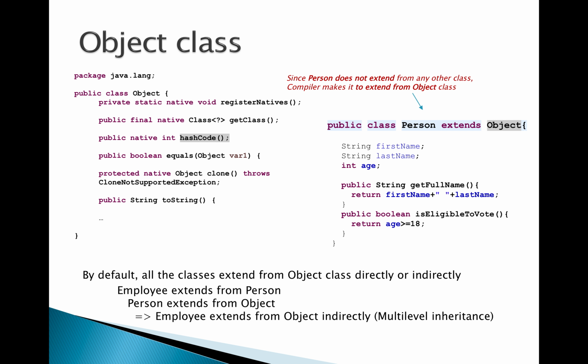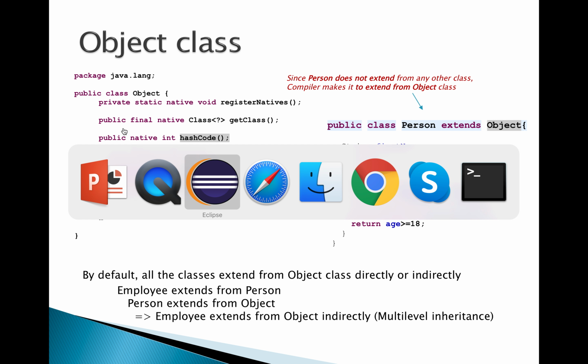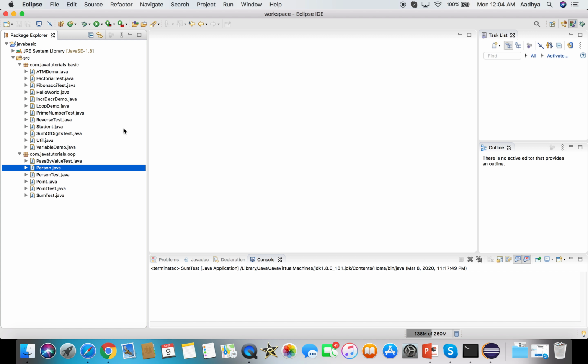When you are extending from some class, that means we are acquiring the properties and behaviors of that class. So in the employee class, I can access the equals method and the hashCode method, or any other method that is defined in the Object class. So let's look at some examples in Eclipse. Let's do these programs in Eclipse, in fact.